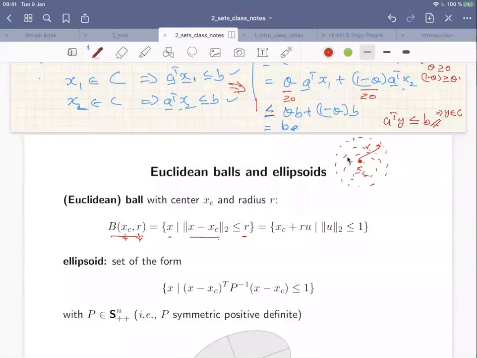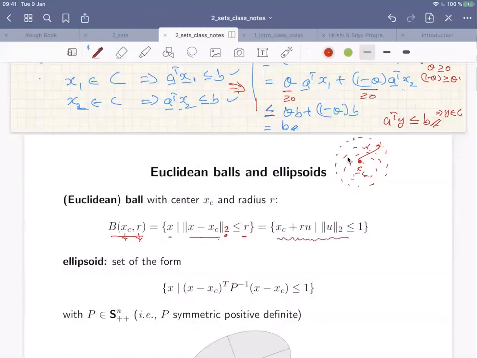Remember that here the definition is with respect to the Euclidean norm. That's why we write 2 here. But later we will see that this ball can be defined for any norm. So the Euclidean ball is a special category of ball.